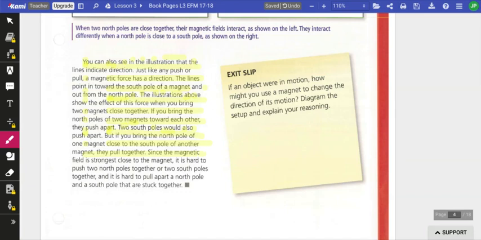Since a magnetic field is the strongest close to the magnet, it's hard to push two north poles together or two south poles together, and it's hard to pull apart a north pole and a south pole that are stuck together. This concludes the guided reading for magnetic fields.